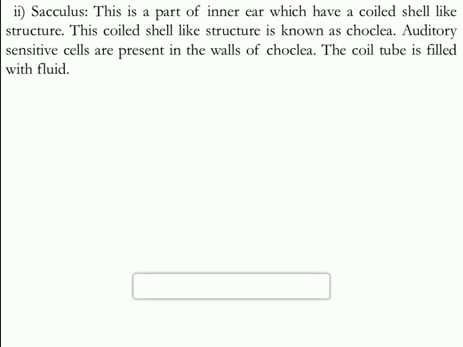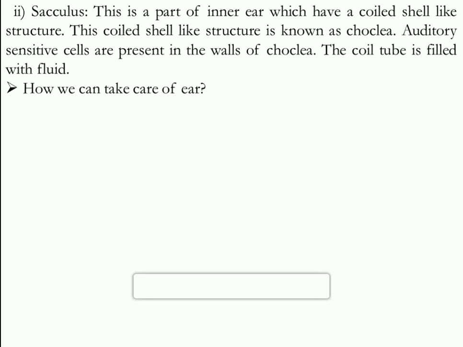So this part is also filled with fluid. Earlier we also learned that all the canals in this part are filled with fluid. Now let us learn how we can take care of the ear.